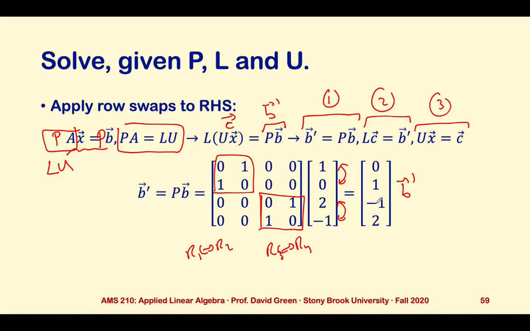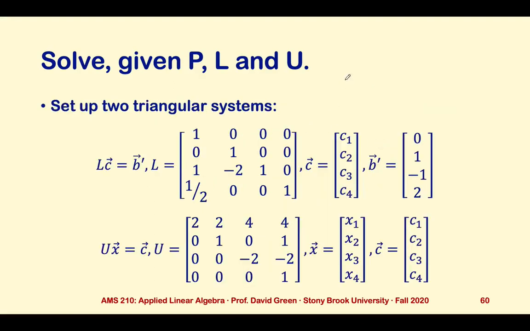Once we've found b prime, we can now move on to our second step, solving the lower triangular system. Right?